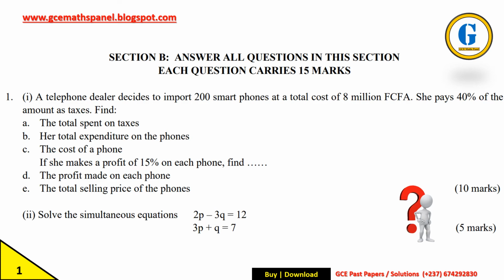Now in section B, with 4 questions, you have to answer all. The first question is, a telephone dealer decides to import 200 smartphones at a total cost of 8 million francs. She pays 40% of the amount as taxes. Find the total spent on taxes. All right, so let's move on to this one now.